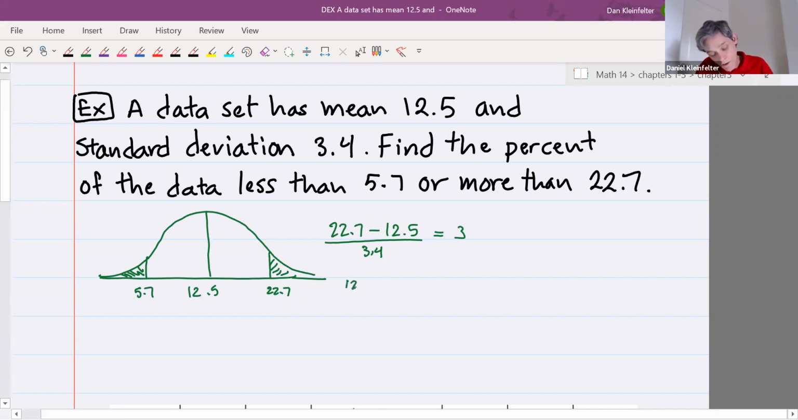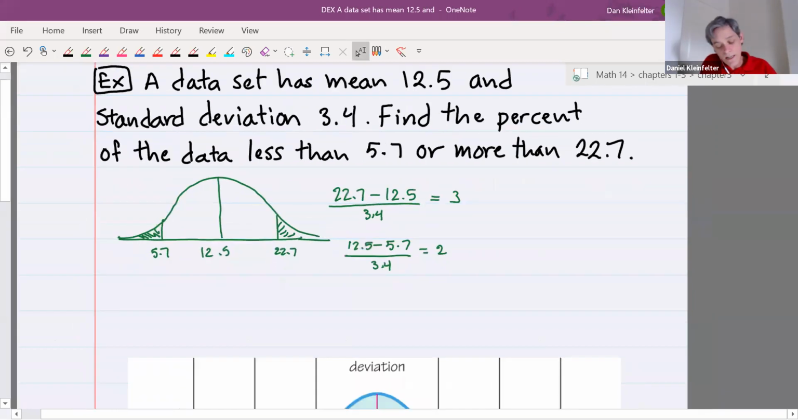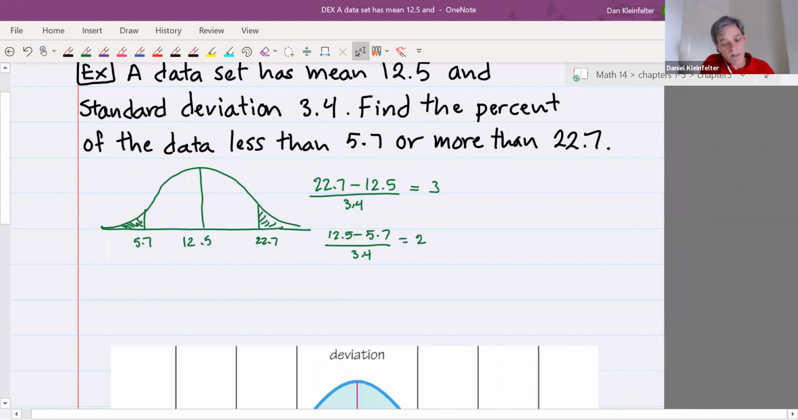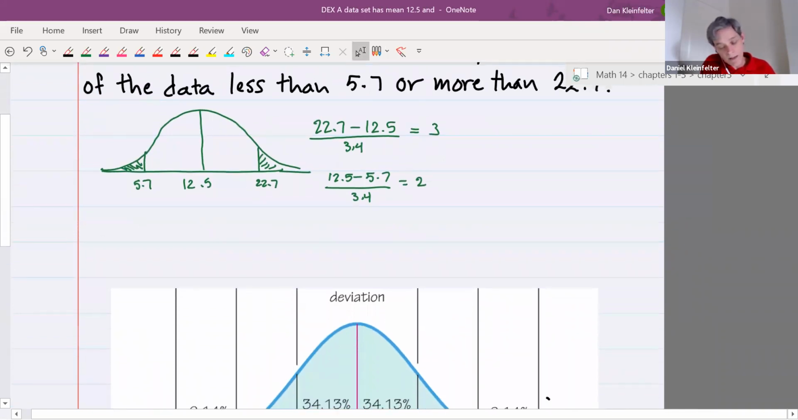So we'll have 12.5 minus 5.7, and that's divided by 3.4. That's 2, actually. Okay, so that's interesting. So one side is 2 standard deviations, the other one is 3. So let's think about that for a minute.